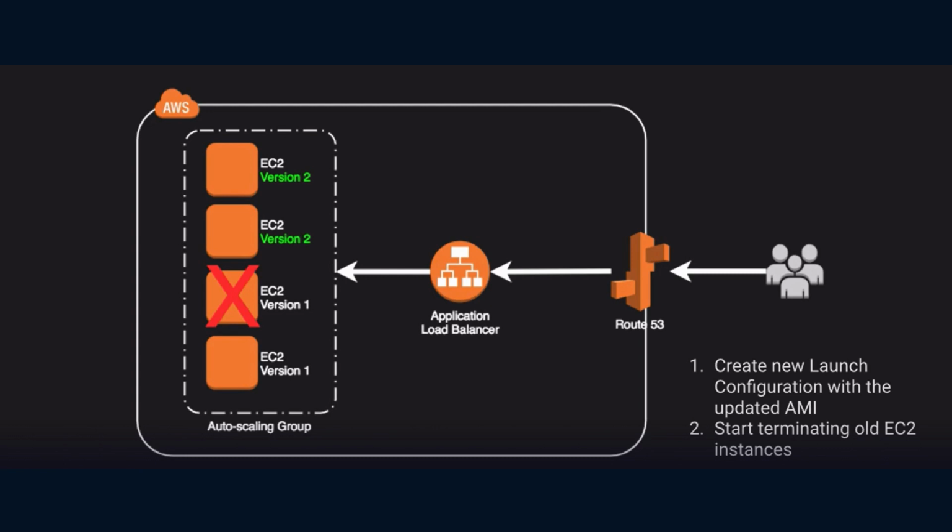First, we have something called rolling deployment. Now, let's say for example we have an application load balancer, we have an auto-scaling group, and we have a fleet of EC2 servers all running on version 1. What we can do is create a new launch configuration, because if you remember we can't edit existing launch configurations, we have to create new ones, so we would create a new launch configuration with an updated AMI. And then we'd start terminating the old EC2 instances, and when they come up they would come up under the new AMI. And eventually we would have all of our fleet updated to our version 2.